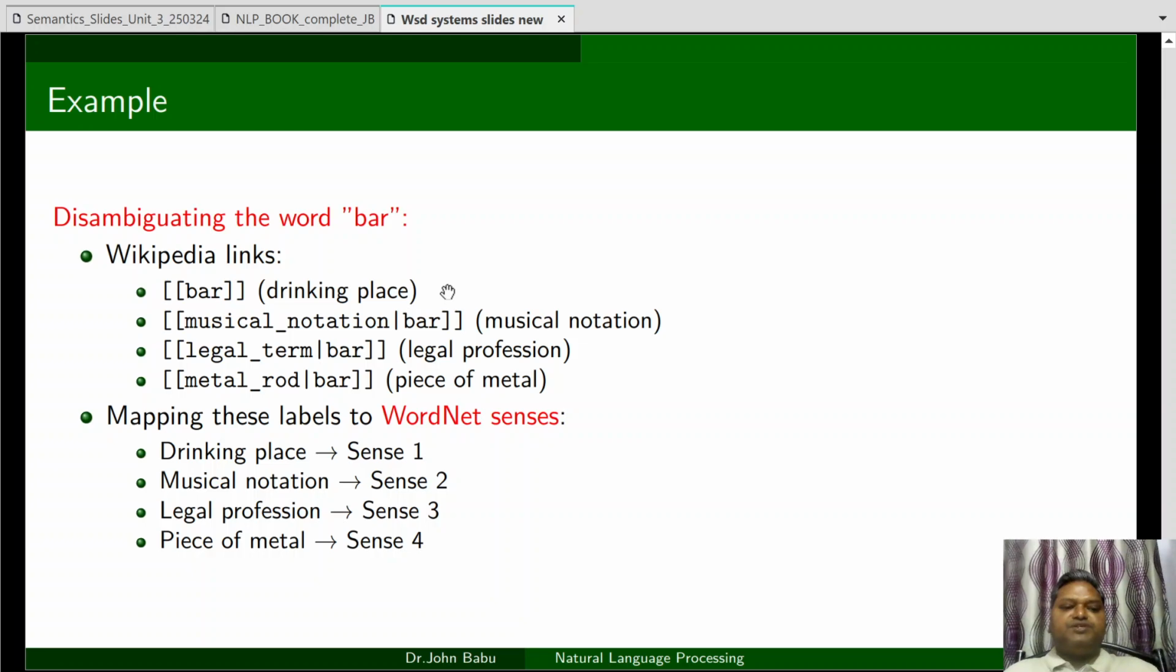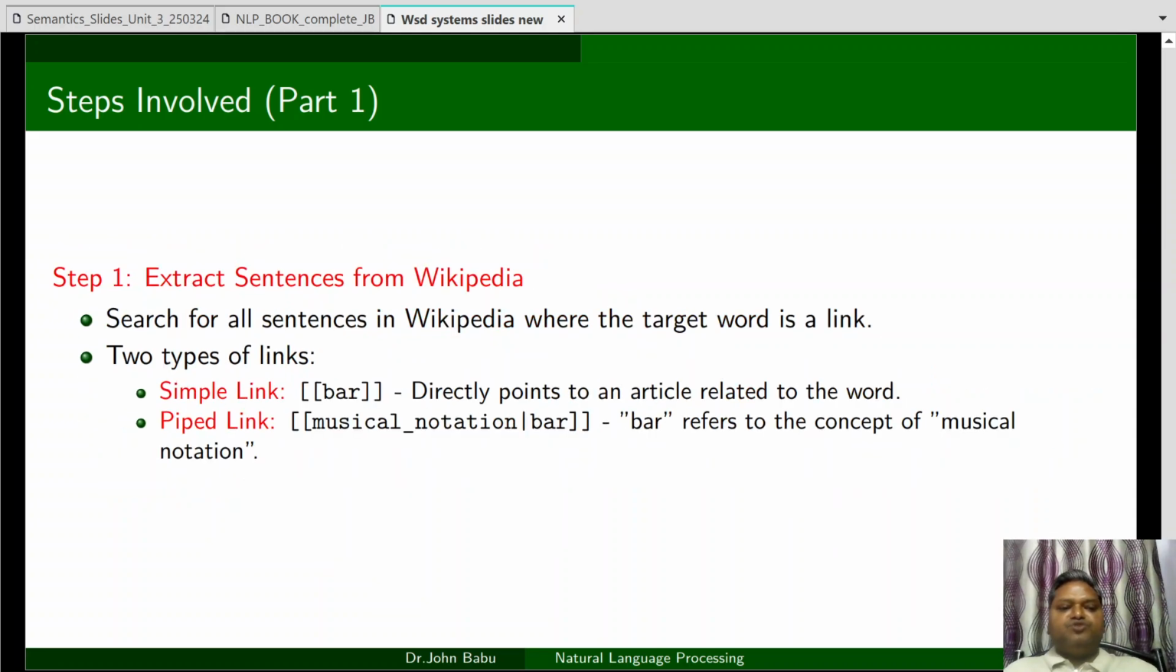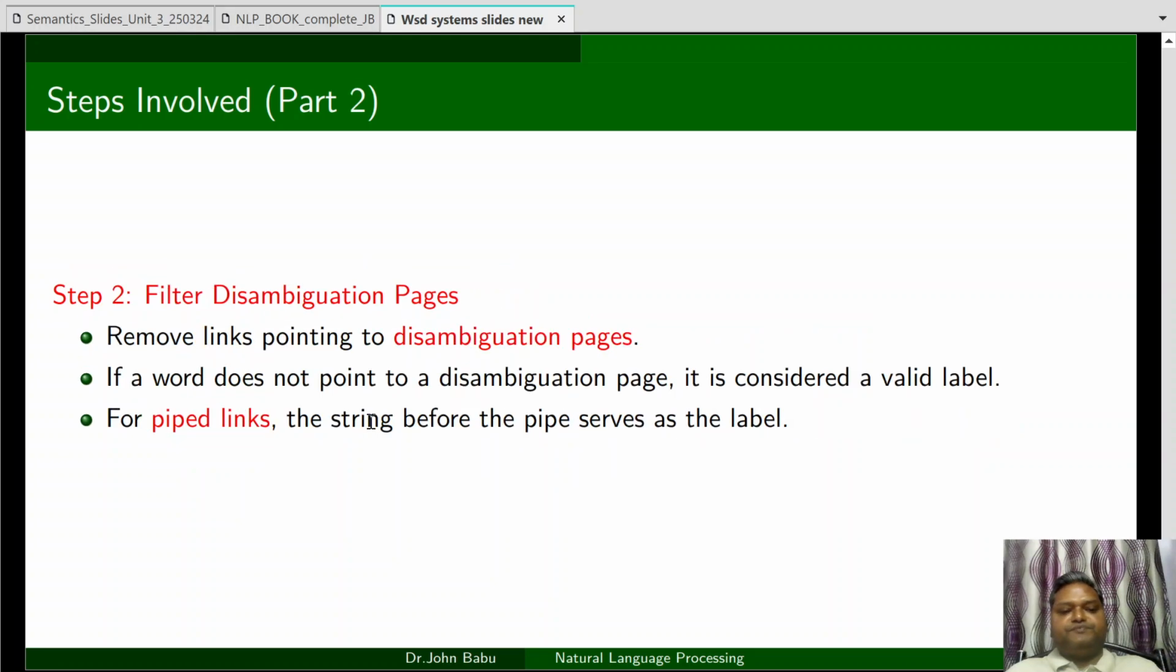Bar may be a drinking place, a musical notation, an association of lawyers, a legal term, or a metal bar, something like a rod. So there are four senses: drinking place, musical notation, legal profession, piece of metal. This is the ambiguity. Here we have two types of links. One is a simple link, where it directly talks about an object, such as bar is a metal object. Then there is a piped link, such as musical notation and bar, where this bar refers to the link musical notation.